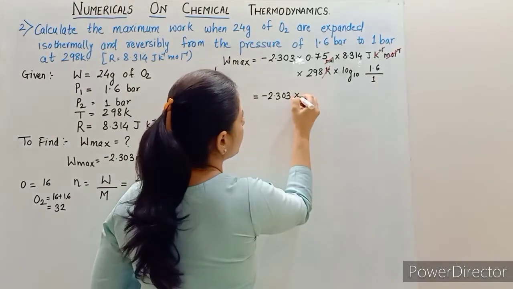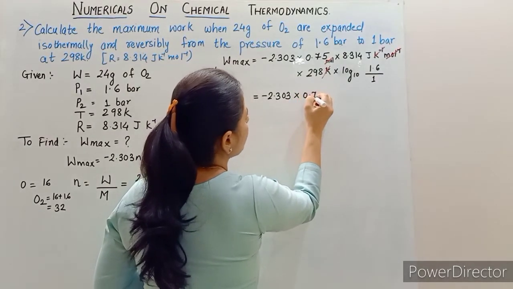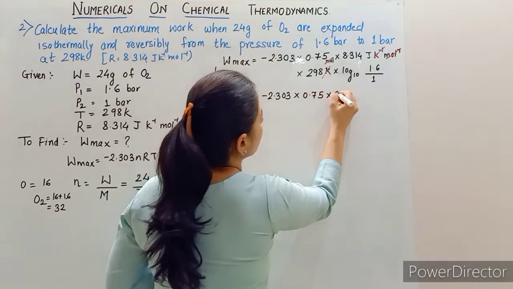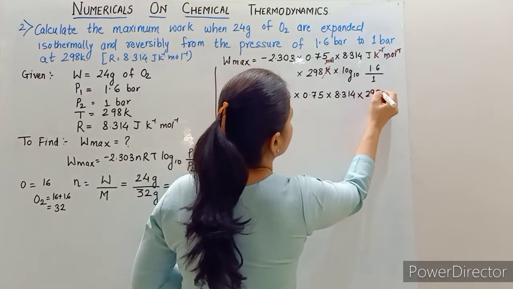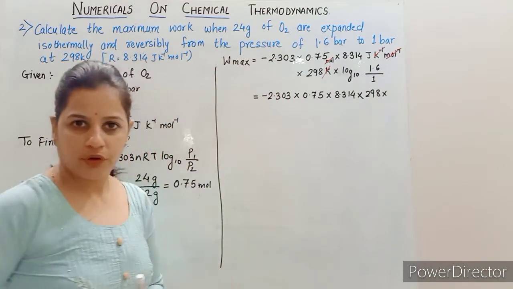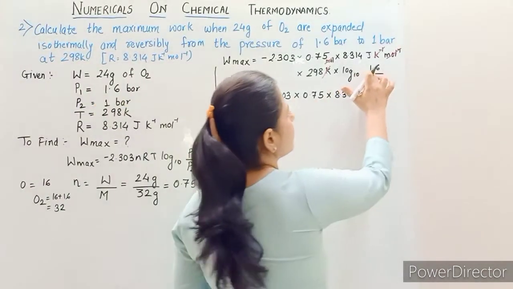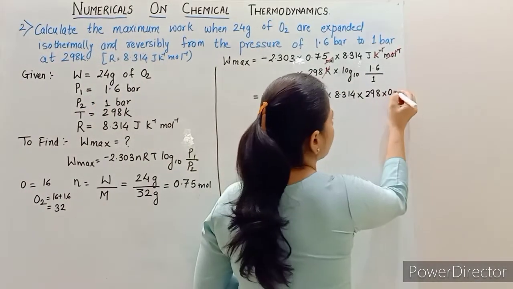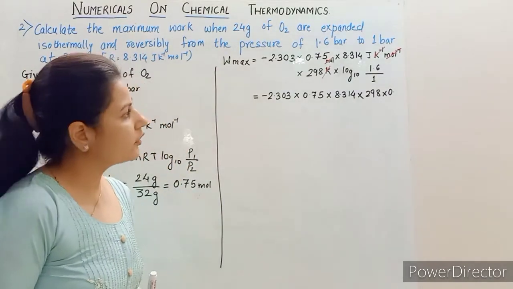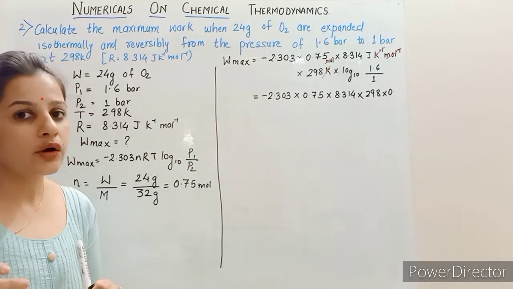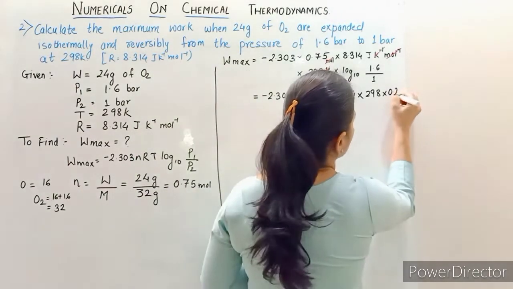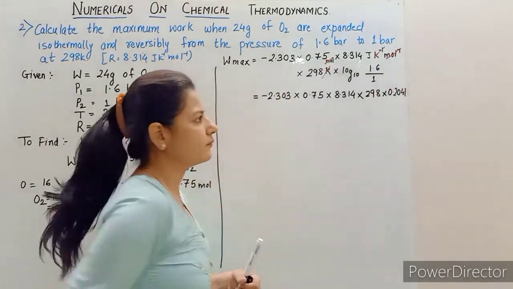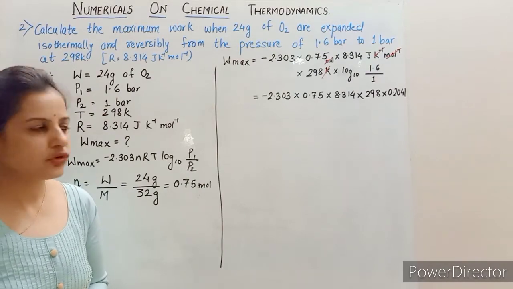So, 2.303 into 0.75 into 8.314 into 298 into log of 1.6. So log of 1.6, since after 1 it is decimal, here you will get 0 point, then we will look at the log of 16, that is 2041. Okay, log of 16 is 2041.